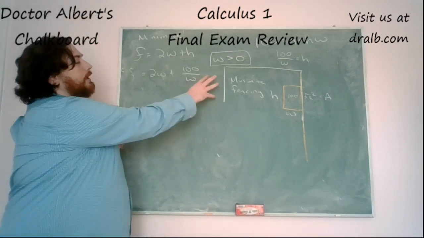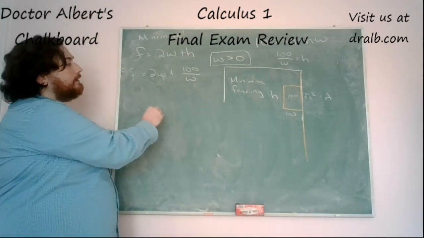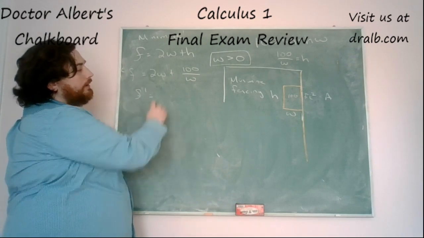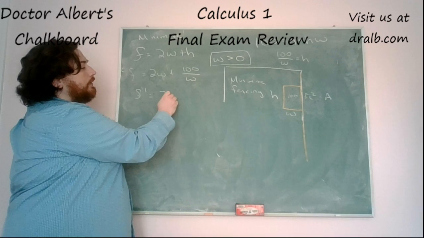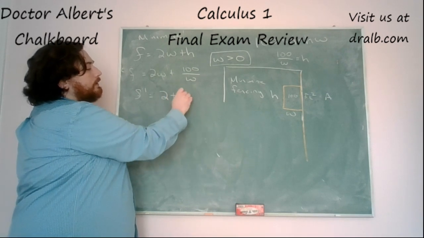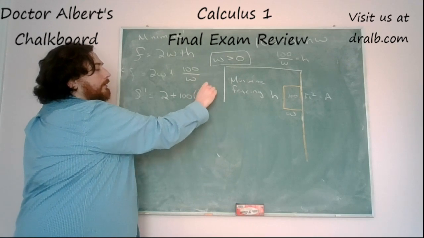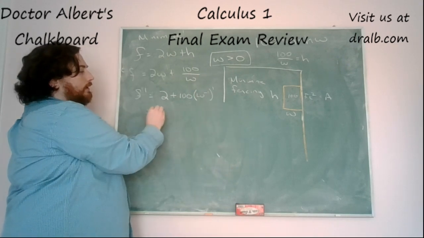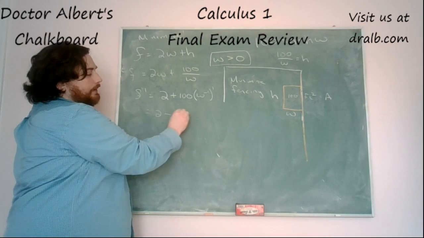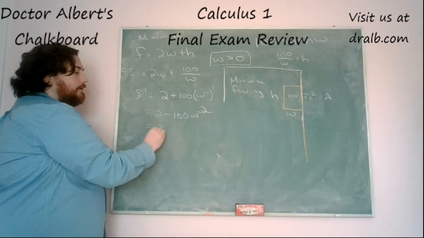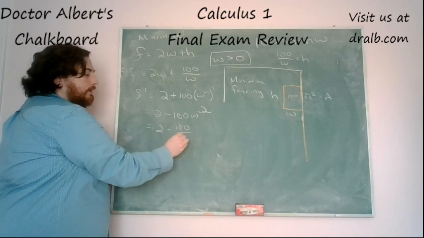Now, we'll go through the process, and we want to find critical points, so now I need to find the derivative. The derivative of 2w is 2, plus 100 times the derivative of 1 over w, which is the same as the derivative of w to the negative 1. So that's 2 minus 100 w to the negative 2. So that's 2 minus 100 over w squared.